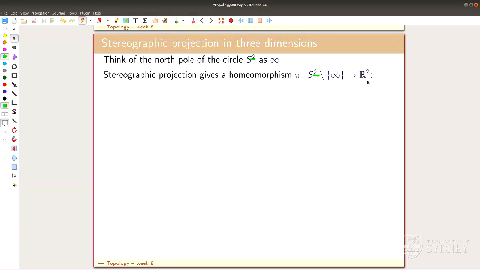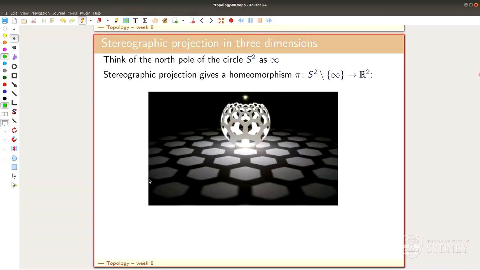The opposite operation is a bit easier. If you have a ball in your hand, and you poke a hole into it, that's the North Pole, and you can actually bend it open, and you get a plane. And the map that realizes that is called the stereographic projection, and it's exactly the same idea.